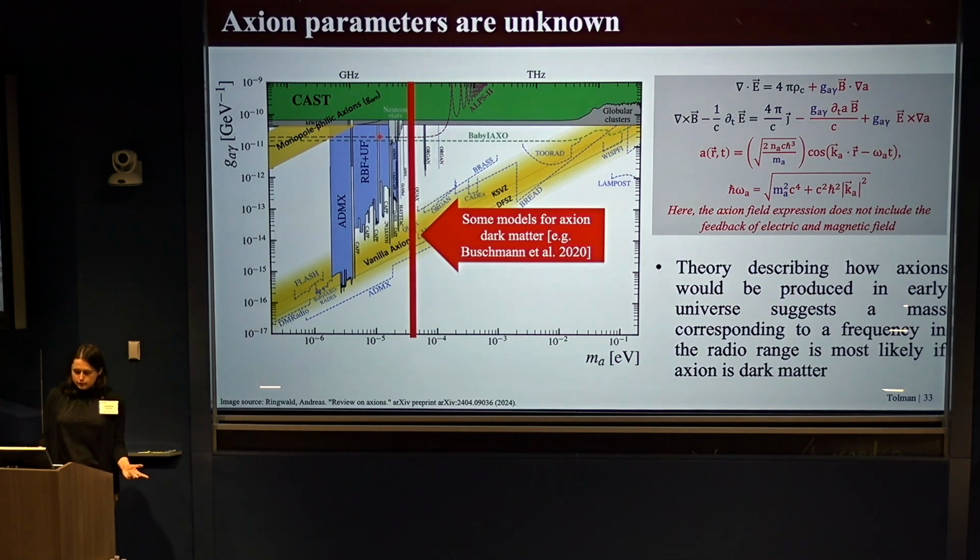Although it's not clear what parameters would describe an axion, some theories describing how axions would be produced suggest that a frequency in the radio range is most likely if the axion is dark matter. So they suggest maybe we should start looking for axions by looking at frequencies of several gigahertz. So with this red line here.